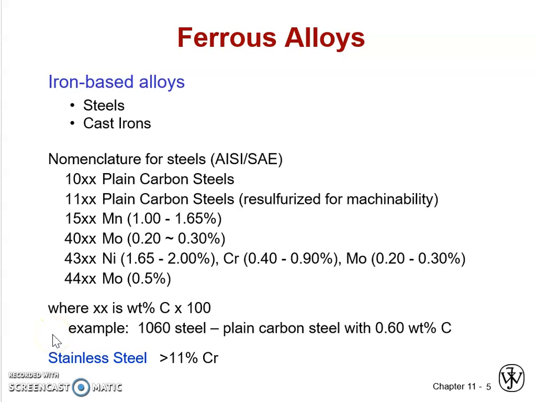Now we want to learn about ferrous alloy. What is ferrous alloy? Ferrous alloy is iron based alloy, for example steel and cast iron. How do you grade or read the steels based on their nomenclature? If you can see that they say 10XX, this means that it's plain carbon steel. 11XX is plain carbon steel that is resulfurized.